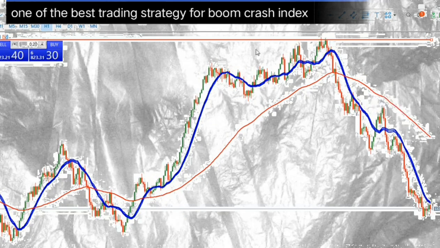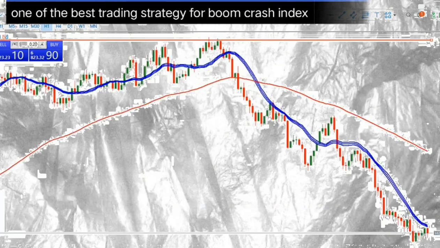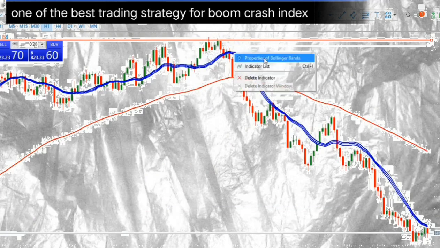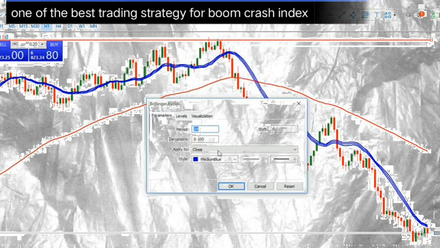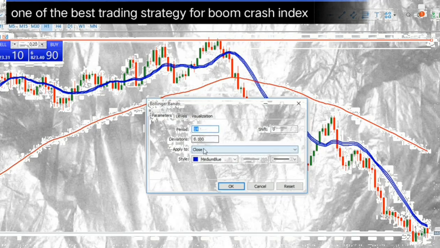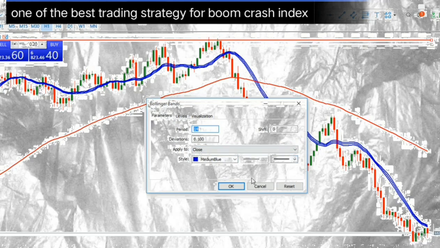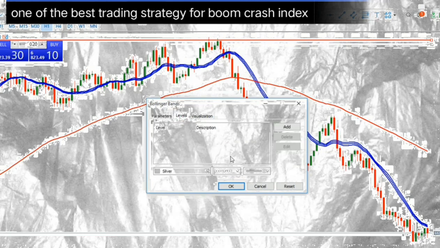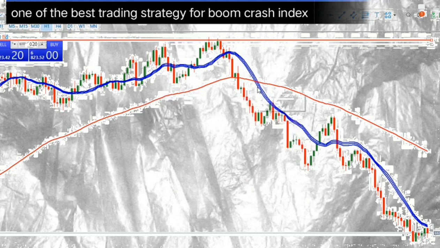And what are the indicators of this very strategy? Number one, look at this one. This one is Bollinger Bands, and the period I'm using is 14. The deviation is 0.100. Apply to close. You can choose any color of your choice. This thing, I'm telling you, works for smartphones. It's even far more perfect on smartphones.